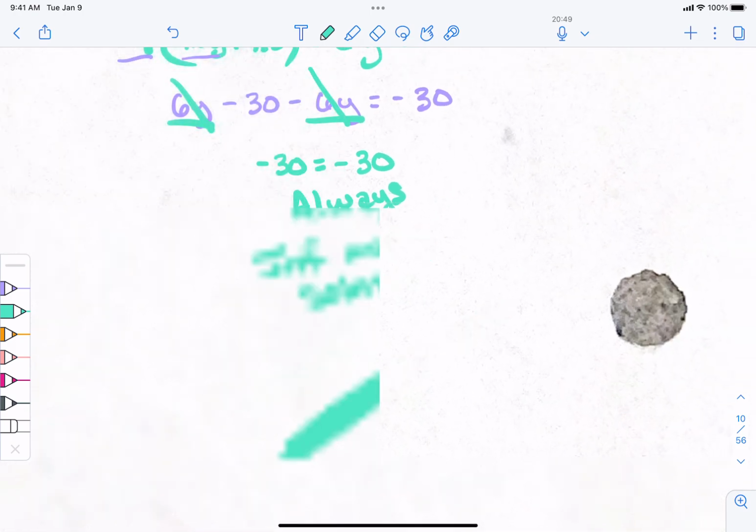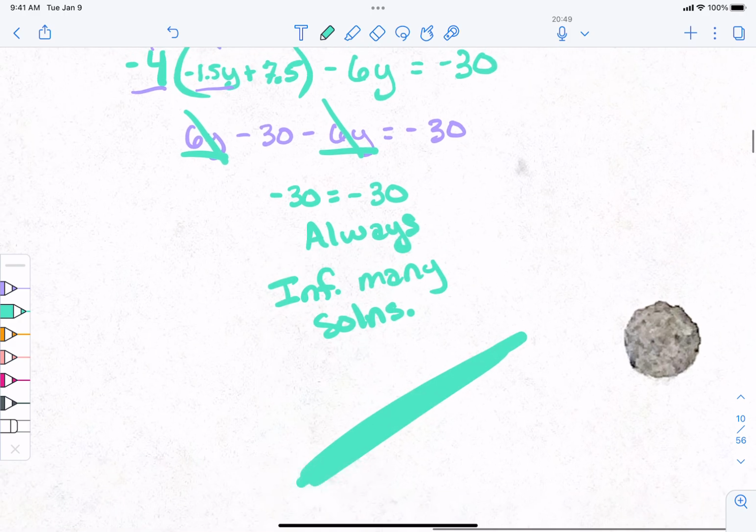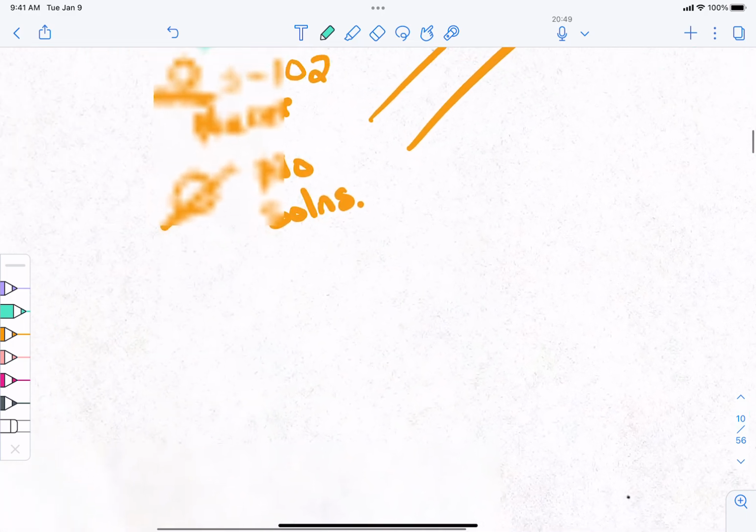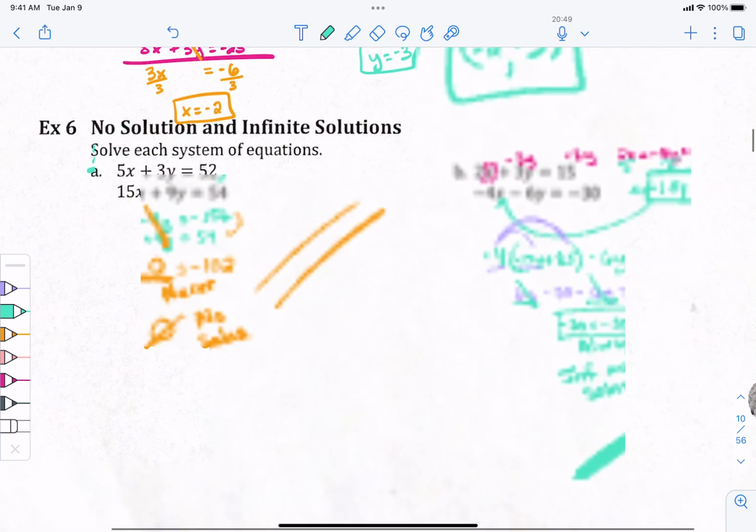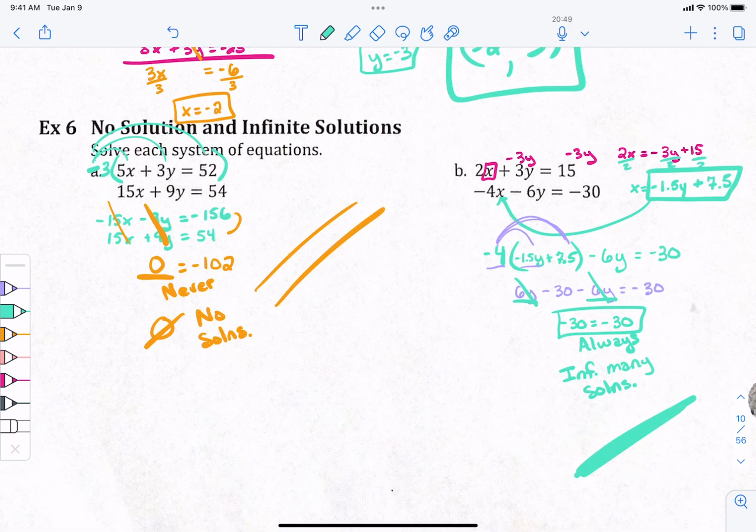Yeah, infinitely many solutions. So when you get to a point where all your variables are gone and you have a number equals itself, that's always true. It's infinitely many solutions. Versus over here, if you get like 0 equals negative 102, which doesn't make sense, they're two different numbers. No solutions, never going to happen, right? Parallel lines, okay? So when we're not graphing, you can see what it looks like for substitution or elimination for those things to come out. Not nice, okay? Good? Makes sense?